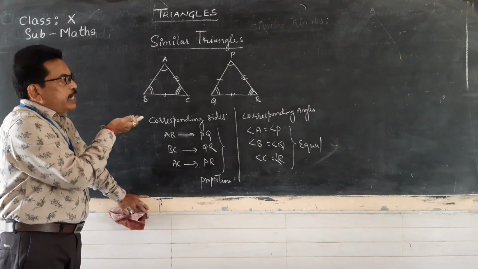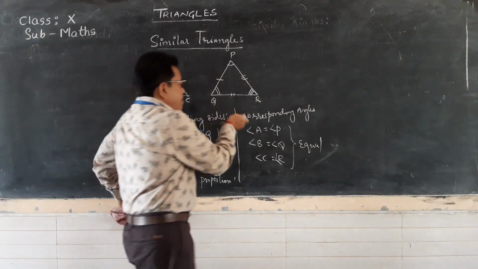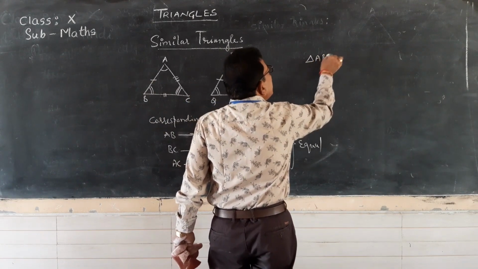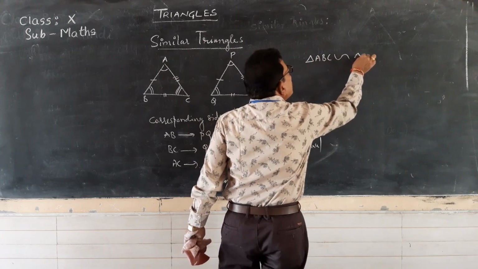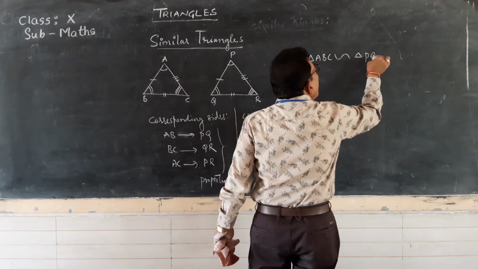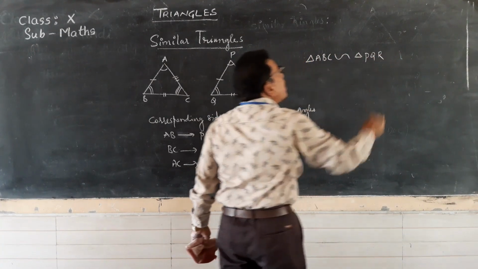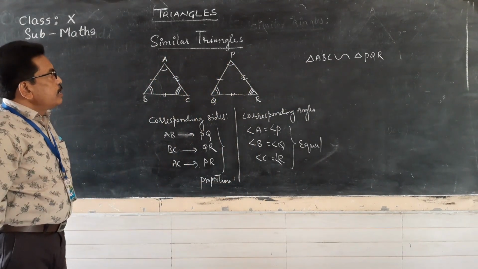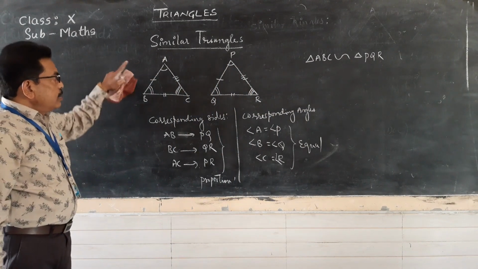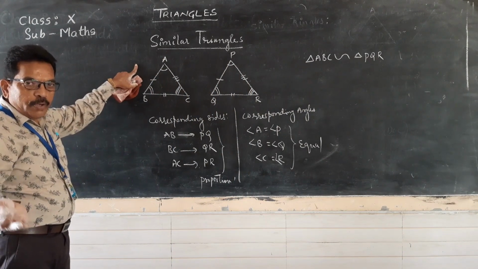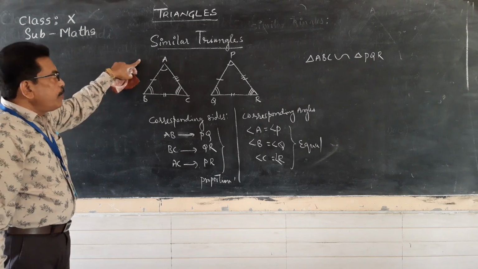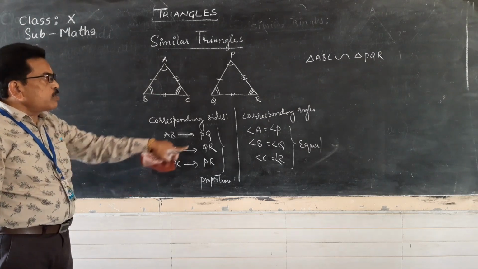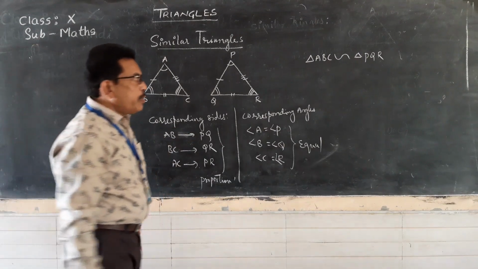How can we represent similar triangles? From this figure we can write triangle ABC is similar to triangle PQR. Okay, now write down the definition. Already I hope you have written that definition. Then below that, draw the diagram and write down all those things which I have written on the board.